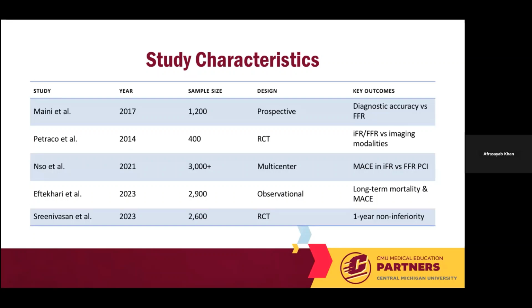As you can see here, we had prospective studies, observational studies, RCTs, and a multi-center study which were included. All of these studies were assessing FFR and IFR in terms of different outcomes.